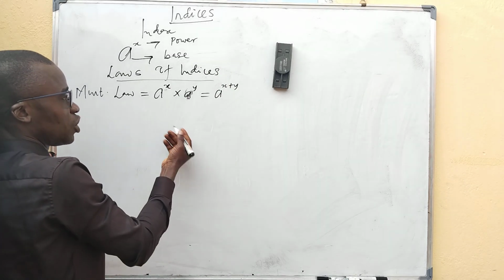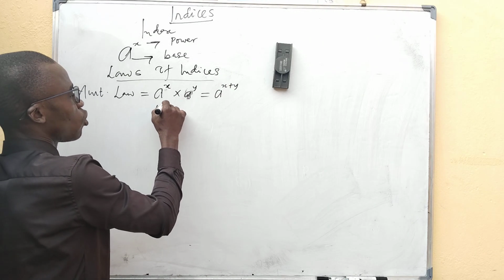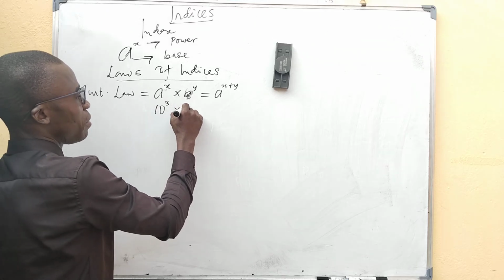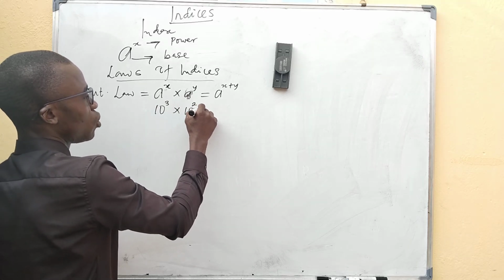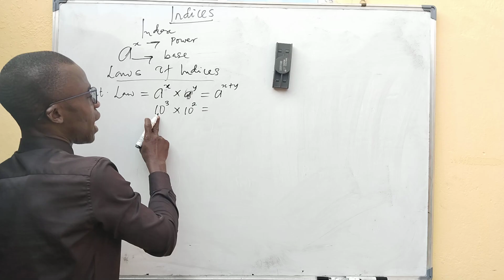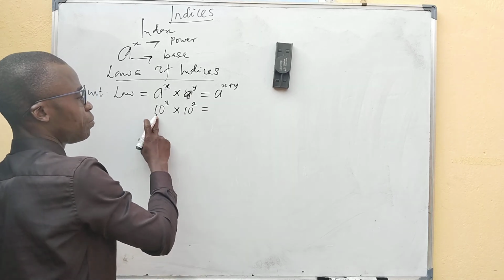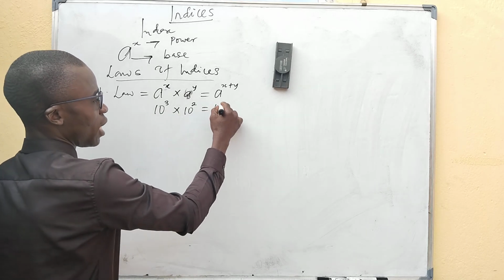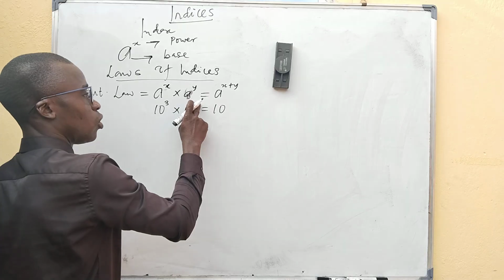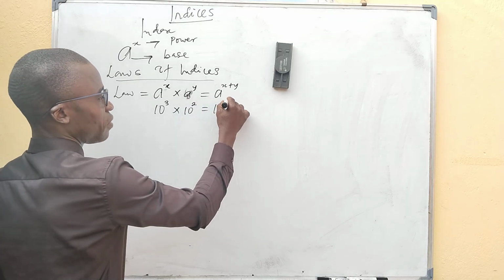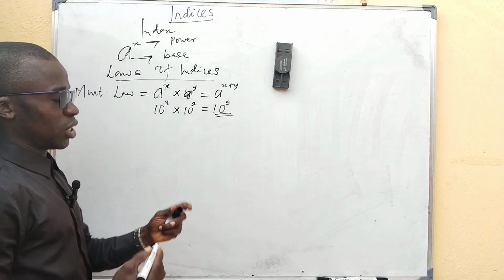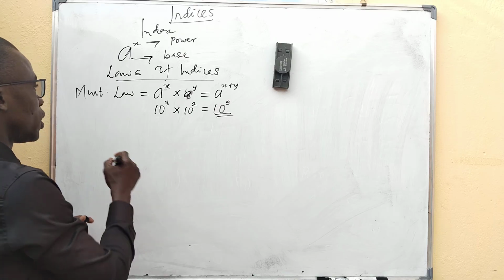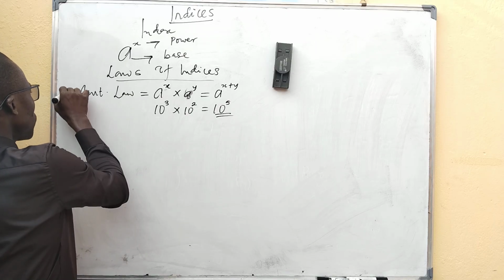Now let's use a number. If I have 10 raised to power 3 multiplied by 10 raised to power 2, don't say 10 times 10, please. Just pick one base, and since they are of the same base, it is 10 raised to power 3 plus 2, which is 10 raised to power 5. That is just how it works.